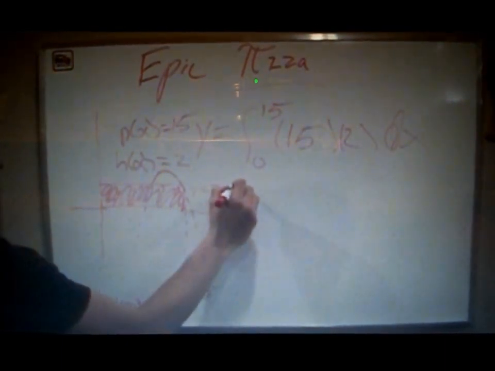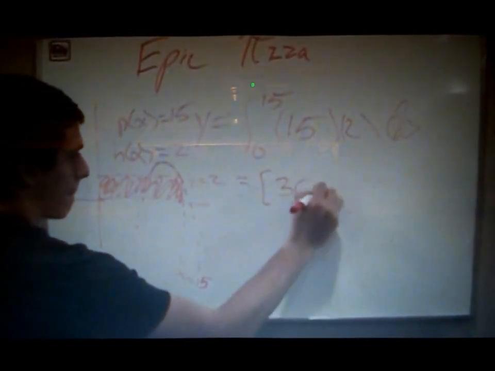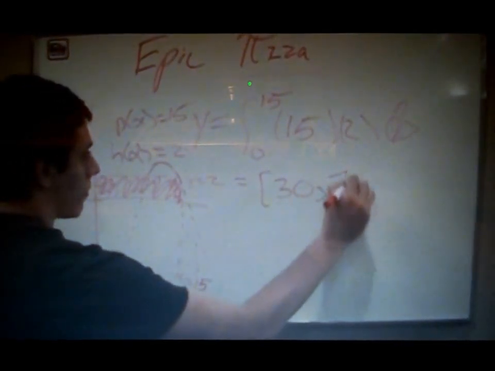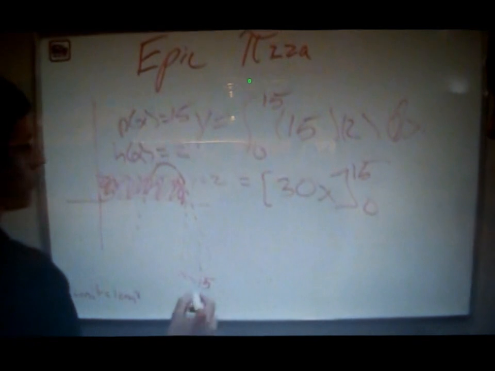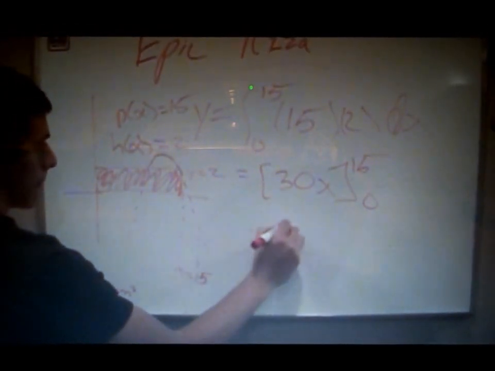And when you solve that, you get 30x from 0 to 15. And then when you solve that, you get 900 pi centimeters cubed.